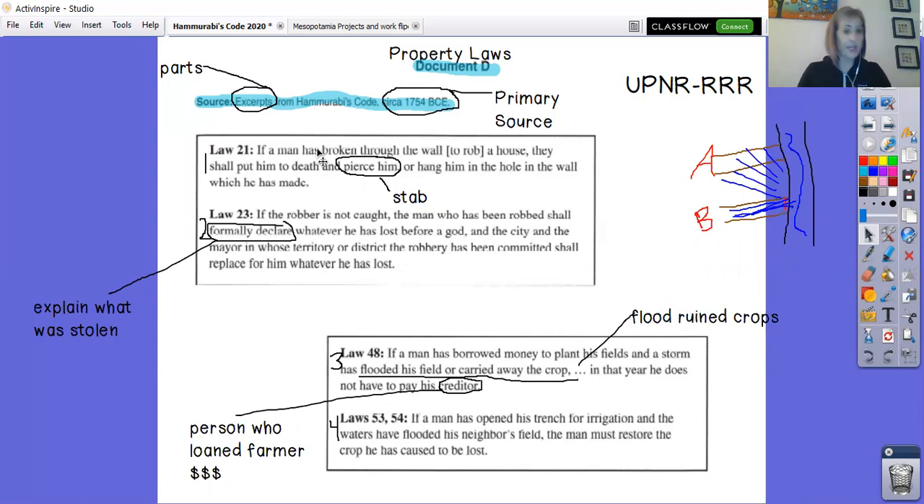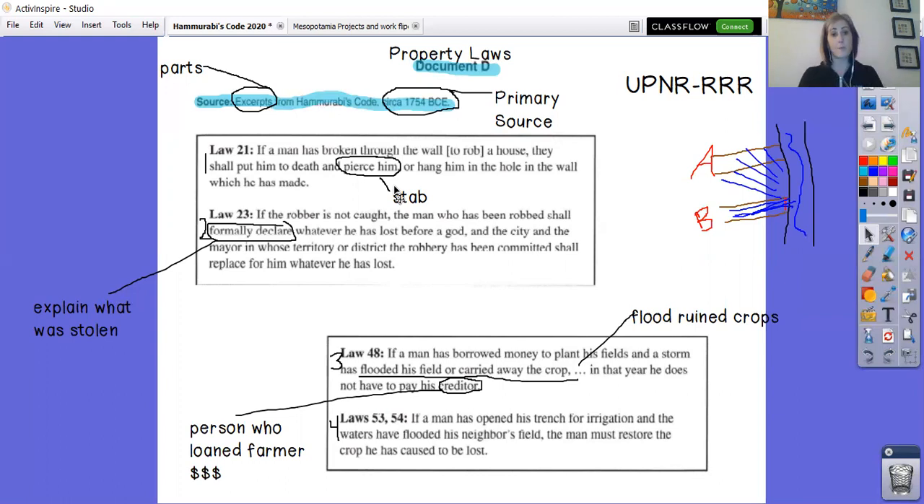It says, if a man has broken through the wall to rob a house, they shall put him to death and pierce him. And pierce, you're going to notice right here, I put means to stab. Or hang him in the wall which he has made. The hole in the wall which is made. So if you break into a house to rob it, you're dying. They're either going to hang you from the hole you made, because I guess that's how you broke into houses back then, or they're going to stab you. But either way, you're done.